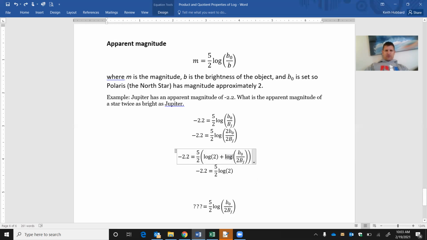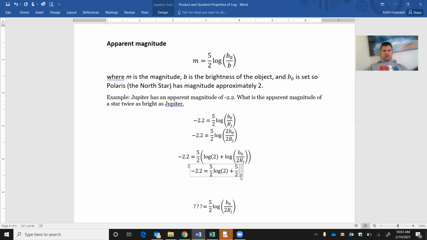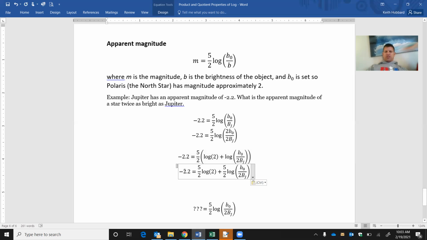Let's see, what do I want? I need that piece. Plus 5/2 of that. Okay, so I'm trying to solve for how much that is. This is actually just an algebraic piece, so I'm going to subtract it over to the other side.